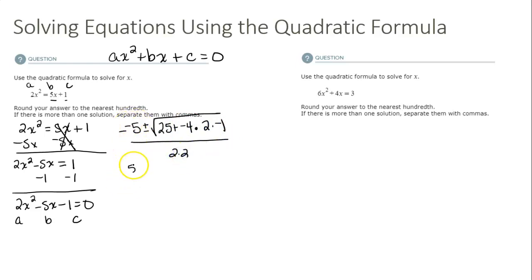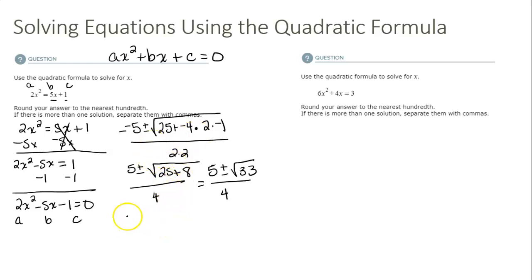A negative 5 becomes a positive 5, plus or minus the square root of 25, plus negative 4 times 2 is negative 8. Negative 8 times negative 1 is positive 8. And then 2 times 2 is 4. We're going to finish simplifying underneath the square root, underneath the radical. So this becomes 5 plus or minus the square root of 33 divided by 4. 33 is not a perfect square, so we're going to estimate that. The square root of 33 becomes 5.74. So that's 5 plus or minus 5.74 divided by 4.